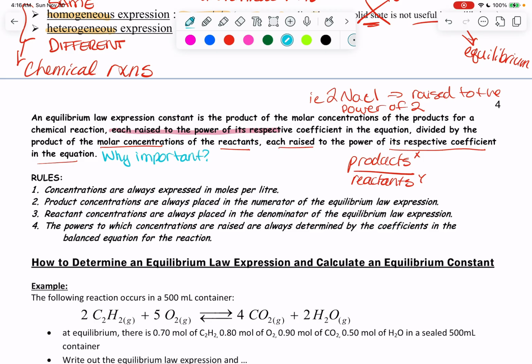Well, it's important because sometimes we need to know the ratio of products to reactants, to see which side of that equation is favored.